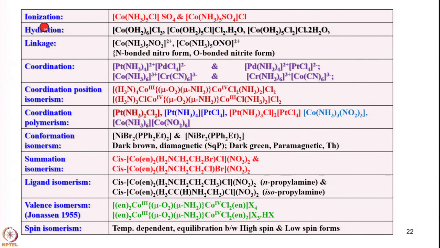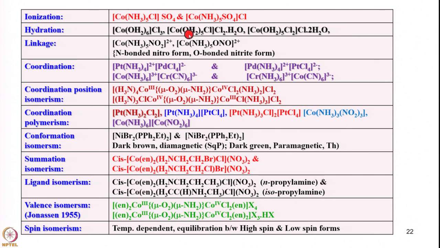The first one is ionization isomerism. You can see here in case of ionization isomerism, chloride is secondary valency and sulfate is primary valency, whereas in this other isomer sulfate is secondary valency whereas chloride is primary valency. In hydration we can have several isomers. For example, you take the first one, hexaaqua cobalt(III) chloride, and in this one 6 water molecules are secondary valency, whereas in the second one the composition is the same. We have 6 water molecules and 3 chlorides, but they change their positions.